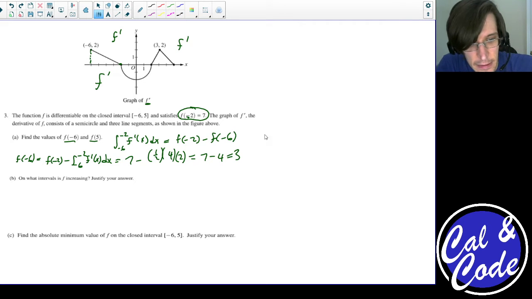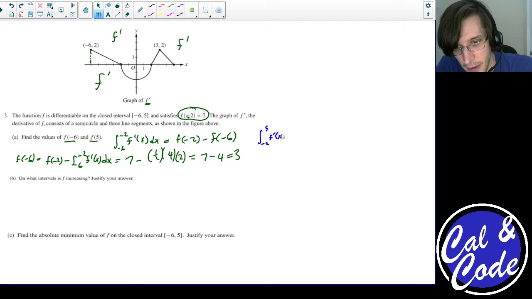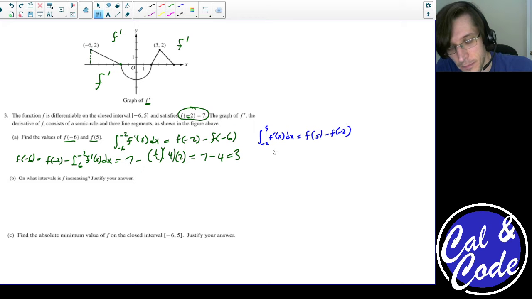To find f of 5, same idea. I'm going to go from -2 to 5 of f prime of x dx. That's going to be f of 5 minus f of -2. Again, I know what f of -2 is. I'm trying to find f of 5. f of 5 would be equal to f of -2 plus the integral from -2 to 5 of f prime of x dx.